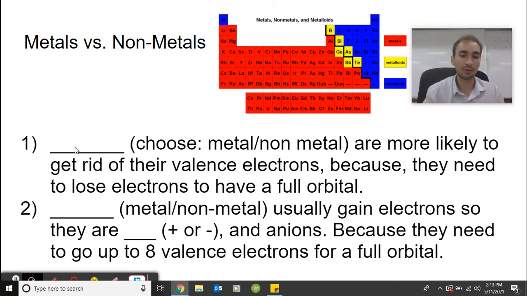So fill in the blank. Blank, choose either metal or nonmetal, are more likely to get rid of their valence electrons because they need to lose electrons to have a full orbital. The opposite, blank, usually gain electrons, so they are blank and anions because they need to go up. They need to gain electrons so they can go up to 8 for a full orbital.